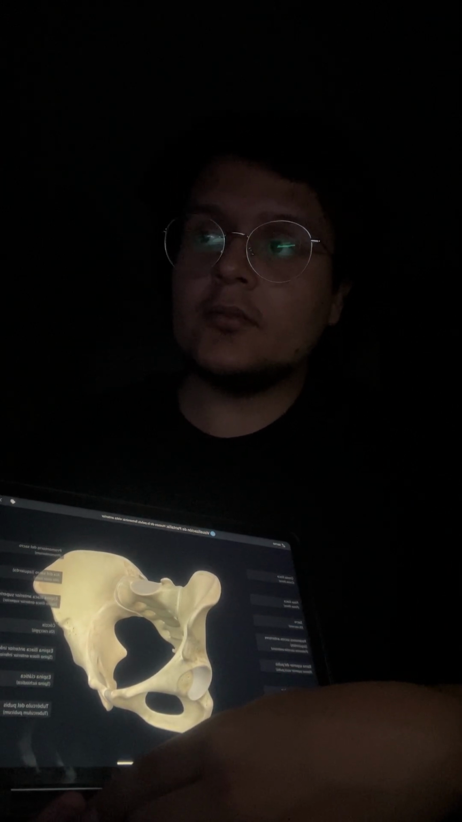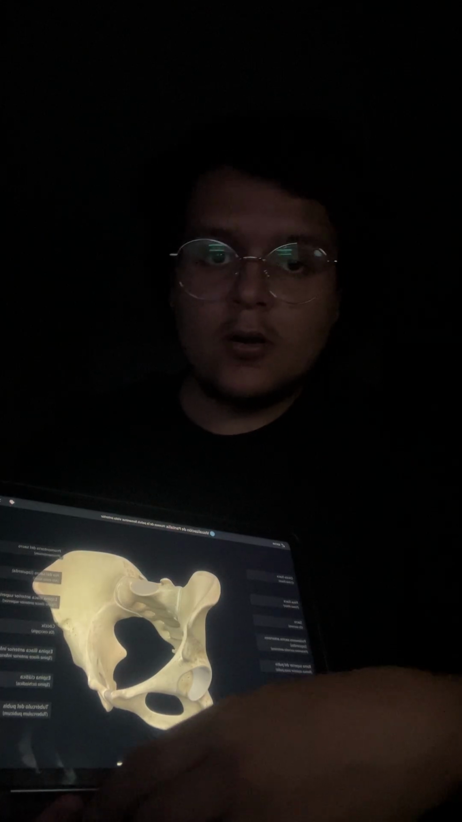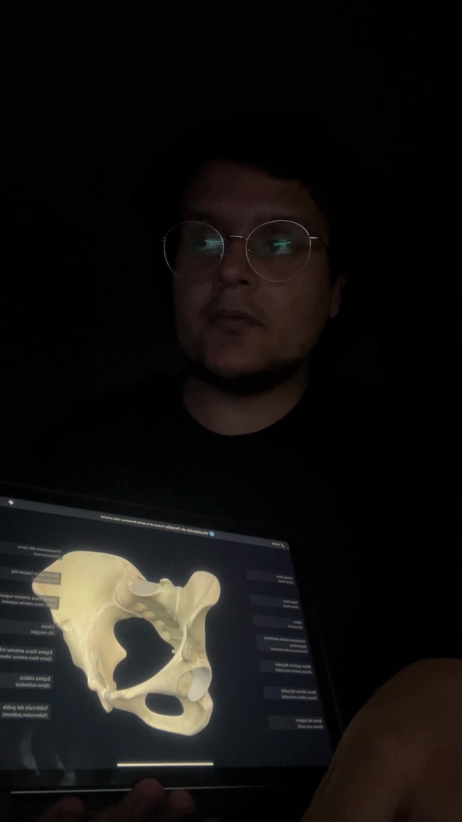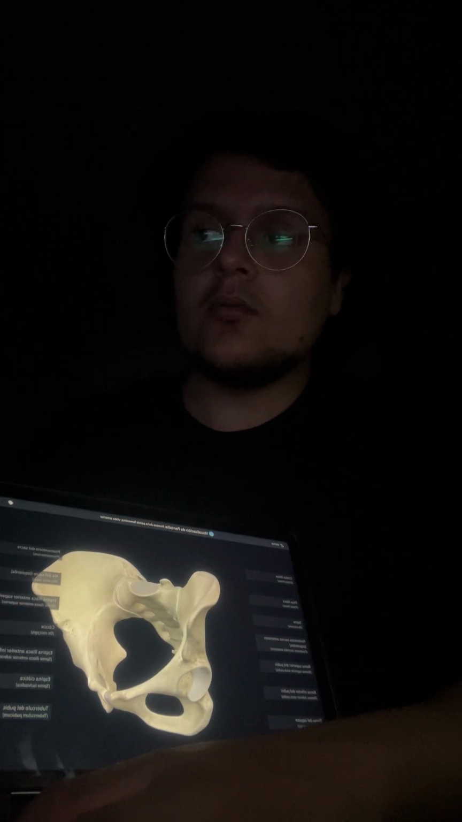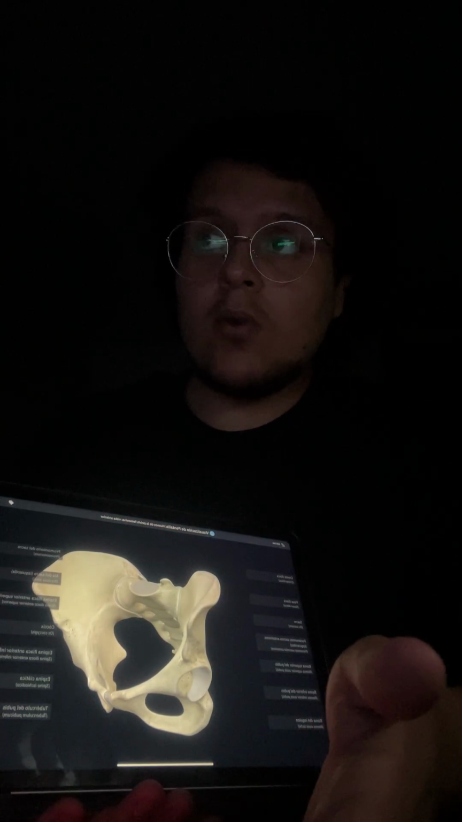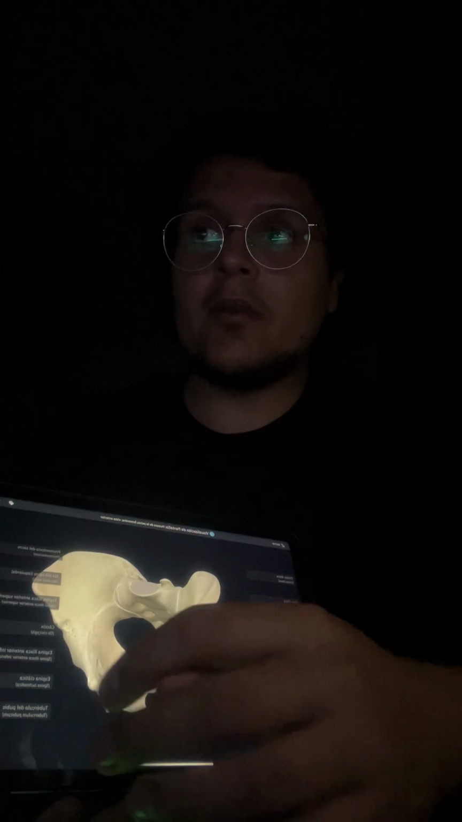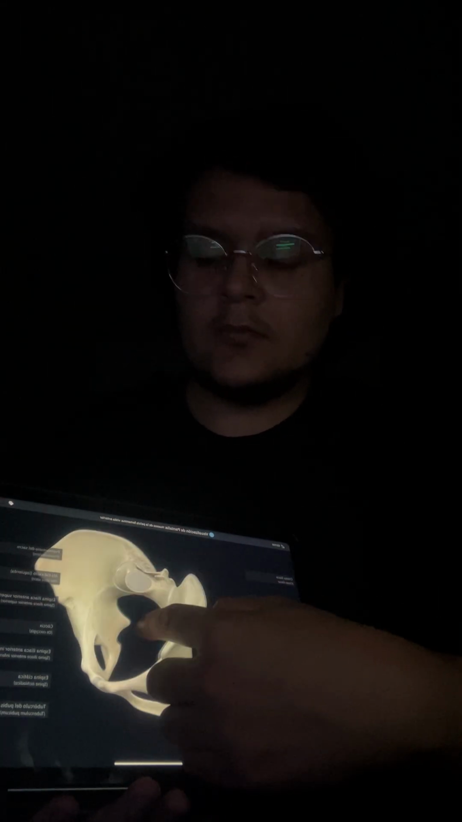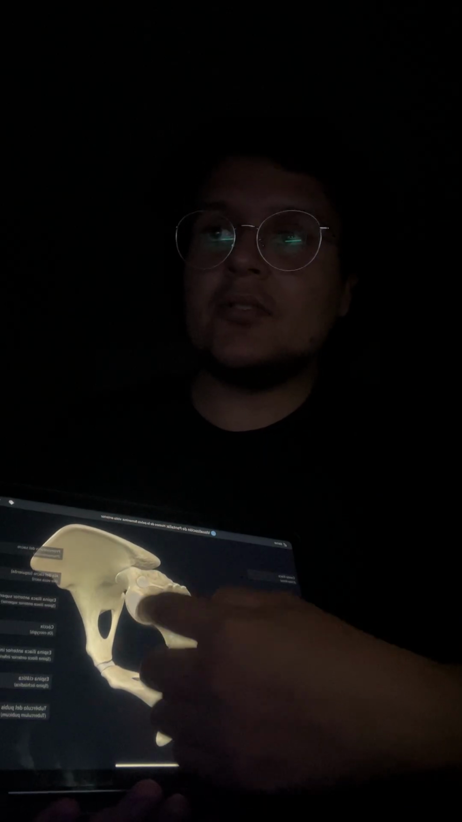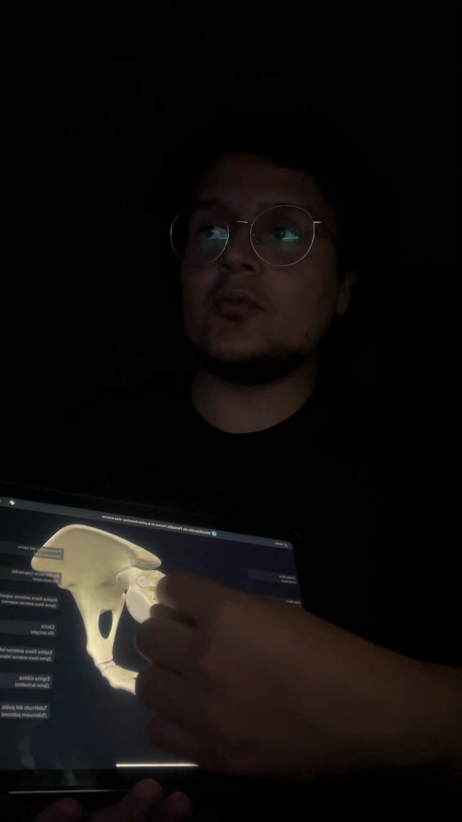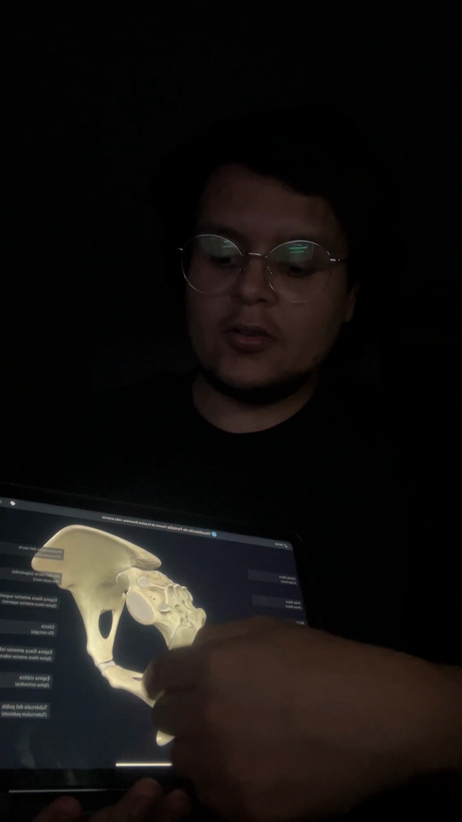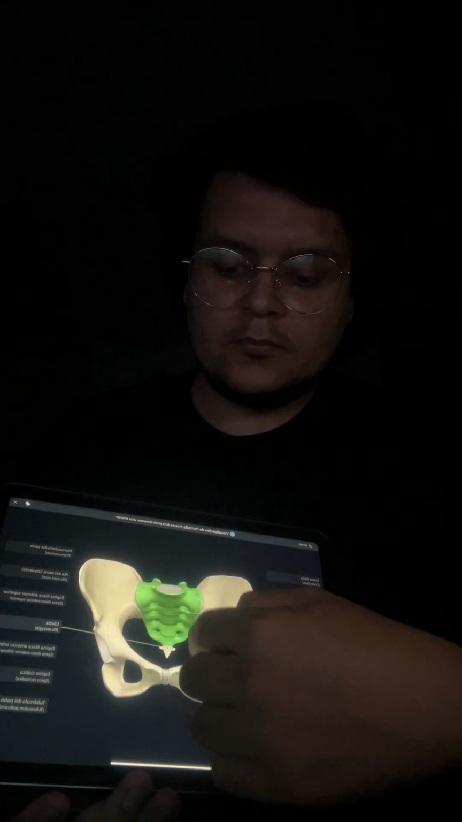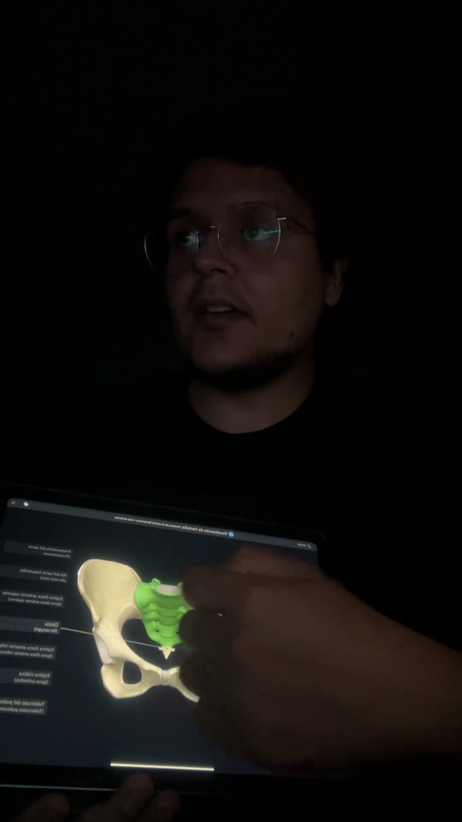Today I would like to talk about the pelvis, one of the most important anatomical regions of the human body. So, the pelvis is a bony structure formed primarily by the two hip bones right here, as you call it, the os coxae, together with the sacrum and the coccyx right there. You can see them highlighted.